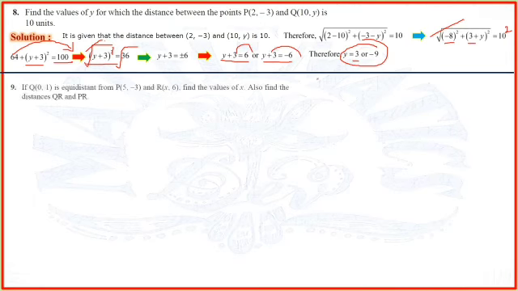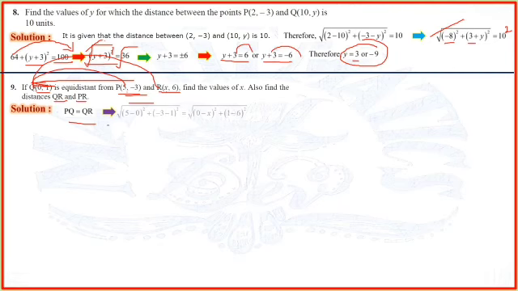Next question is question number 9. Point Q(0, 1) is equidistant from P(5, −3) and R(x, 6). Find the value of x. Also find the distances QR and PR. So first of all, we have to find this relationship. The point Q is equidistant from these two points. So we have to find the distance PQ and the distance QR, and then make them equal. So according to the question, PQ is equal to QR. For that we are using the distance formula.